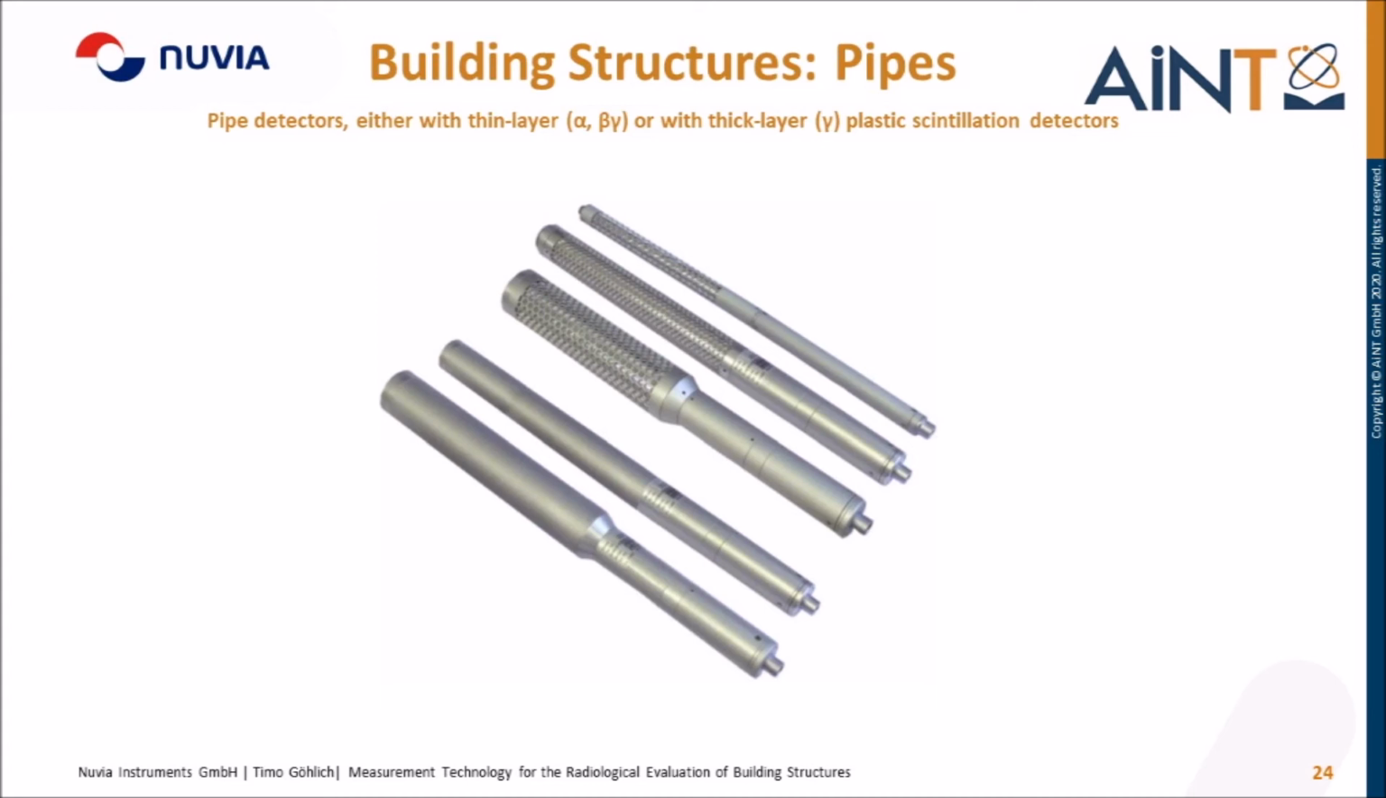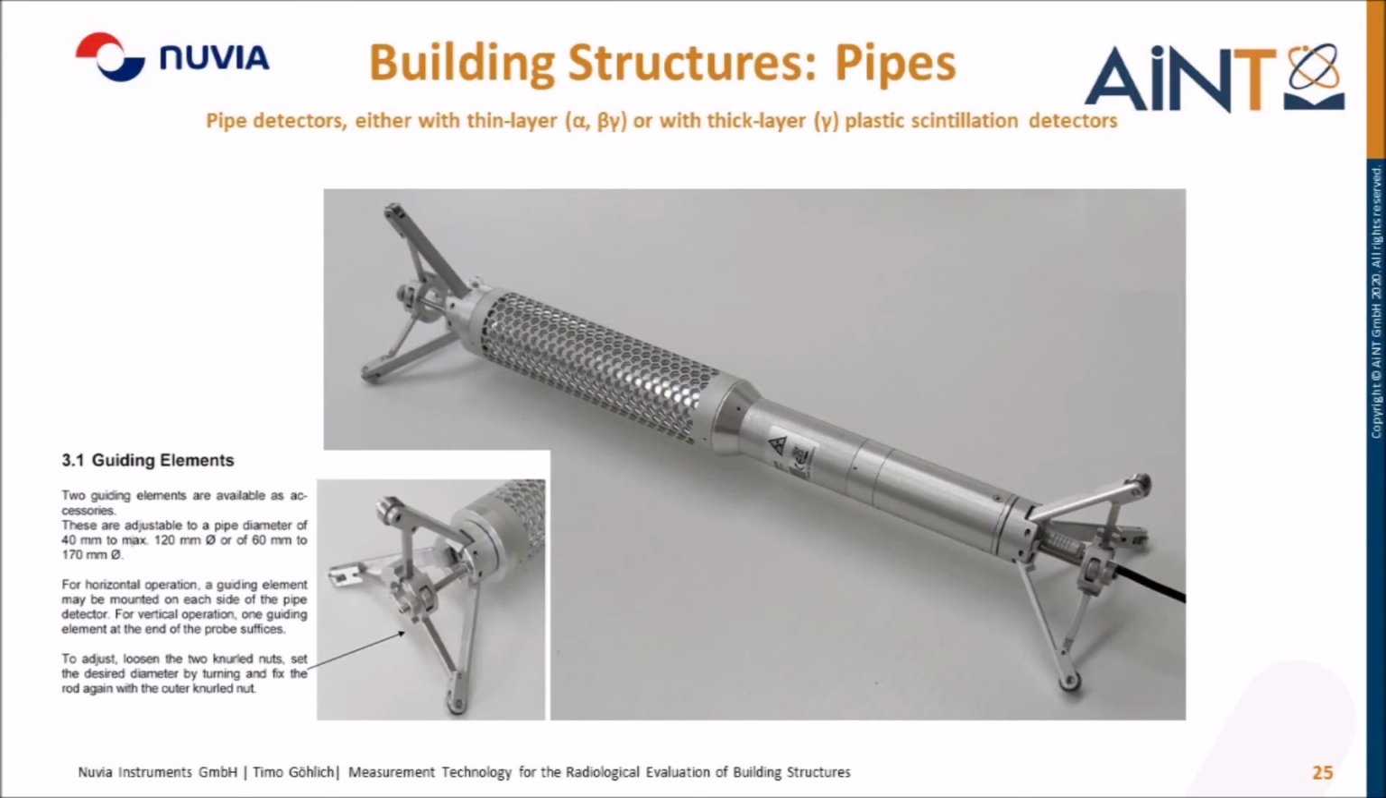For the measurement, the detectors are inserted into the tubes. For this purpose, it is necessary to attach guiding elements to the detectors. We can see that here on this slide. So we can define the distance from the detector to the pipe. For alpha measurements, it's of course very important that we place the detector as close as possible to the outside area to be measured.